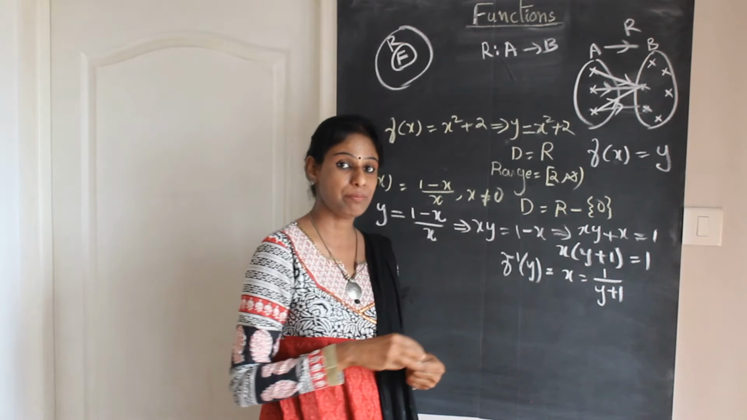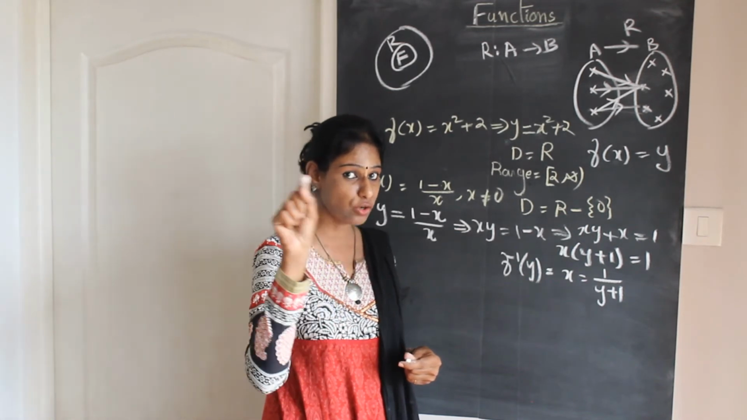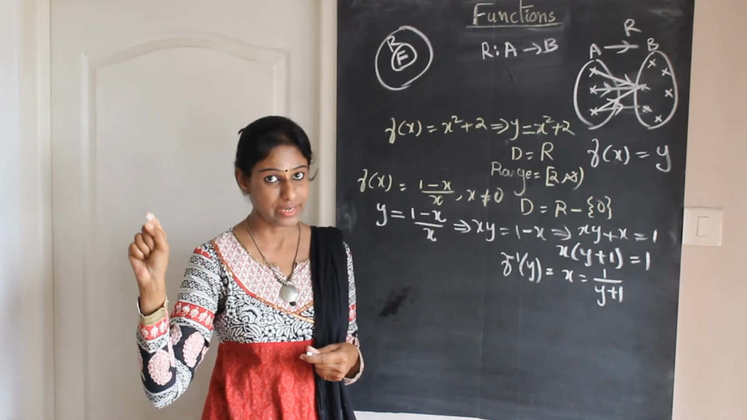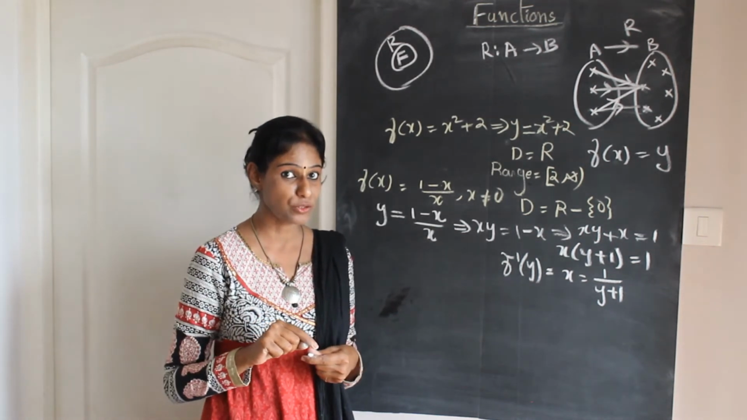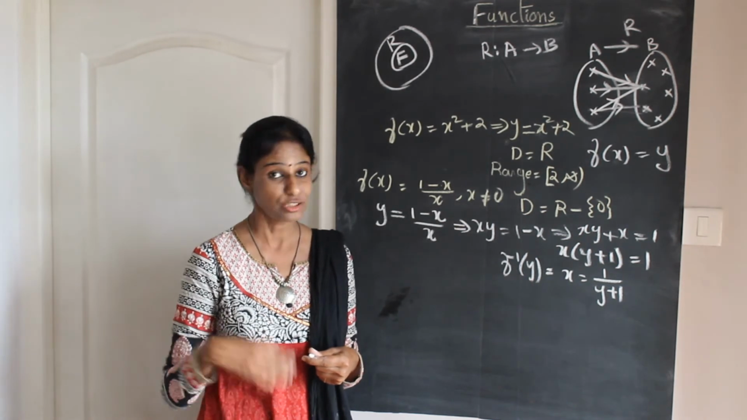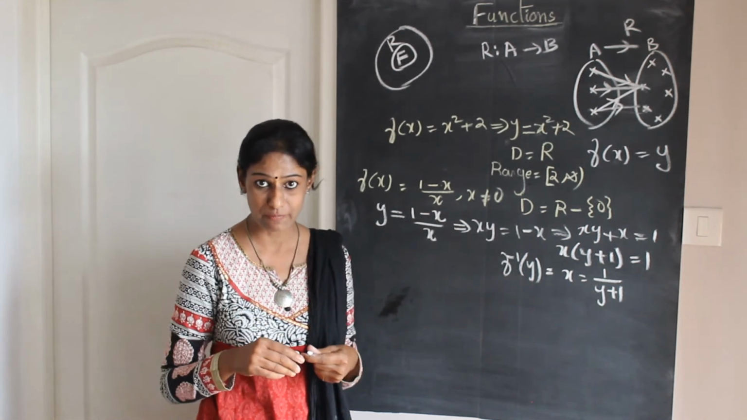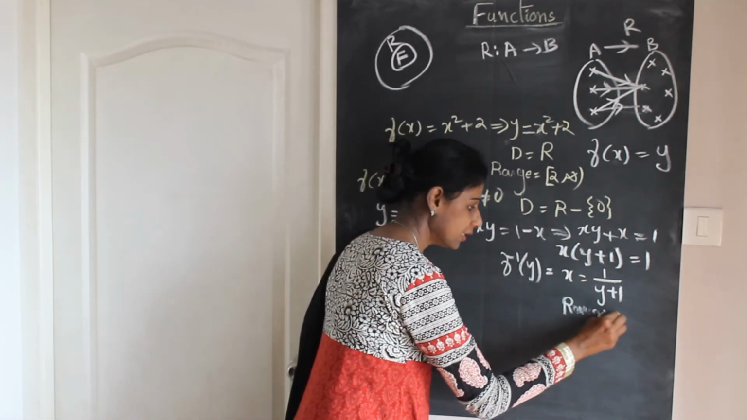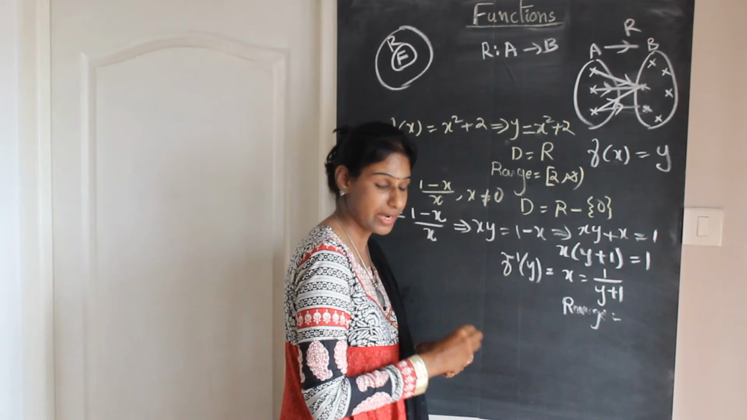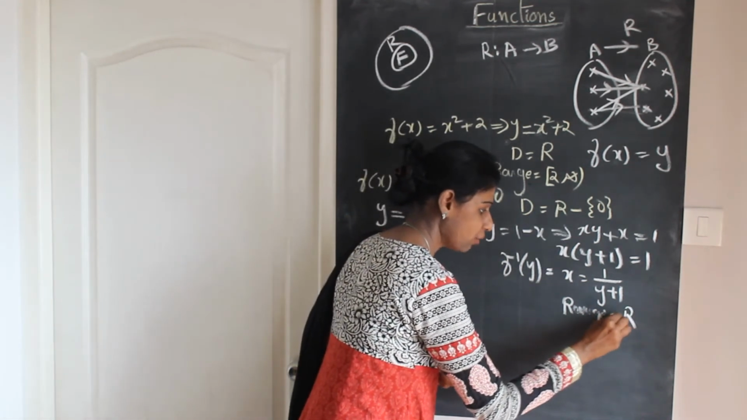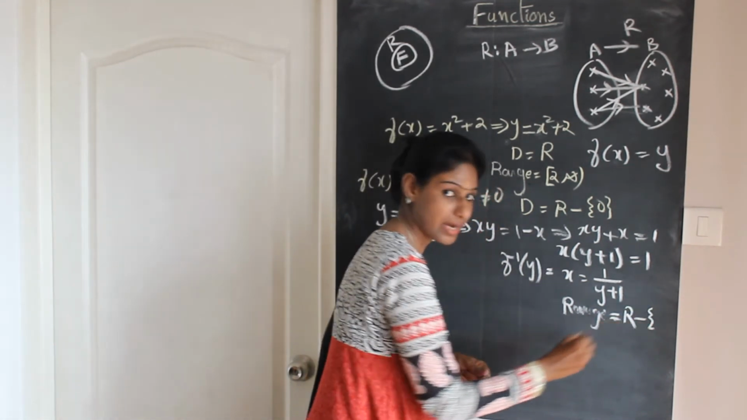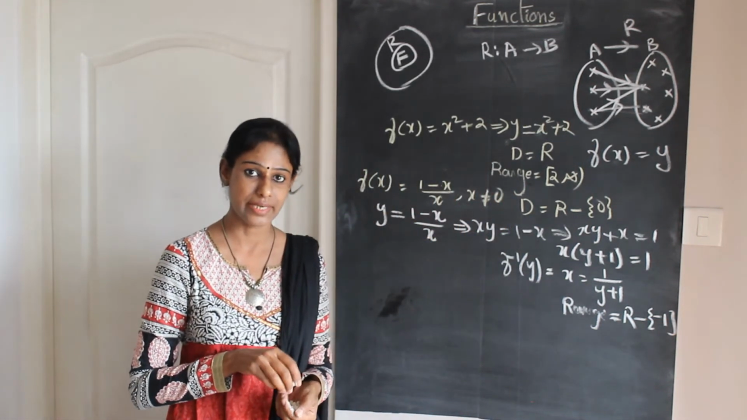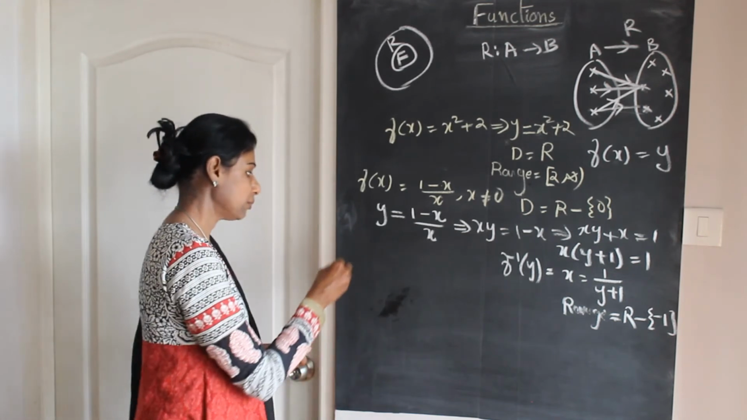When we write 1 by (y plus 1), immediately we write y plus 1 not equal to 0. Y plus 1 not equal to 0 means y not equal to minus 1. So which value of y is not possible? Minus 1 is not possible. So what is the range, or what are the possible values of y? It is all other real numbers except minus 1. So we can write the set of real numbers minus the singleton set {minus 1}. That is the range.